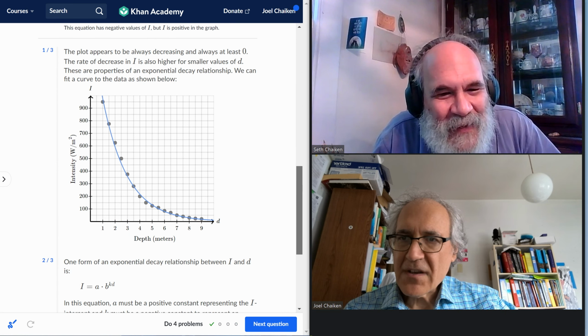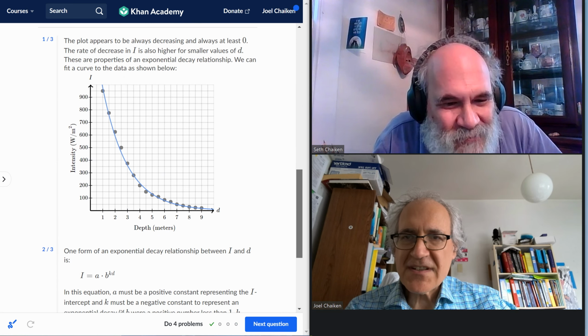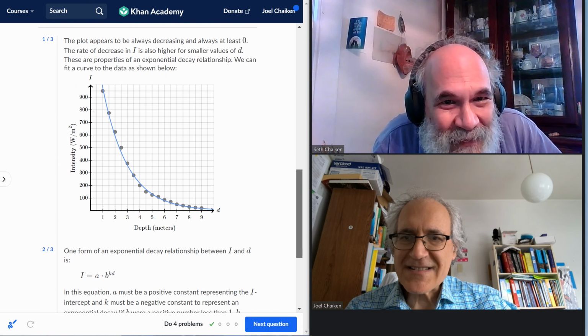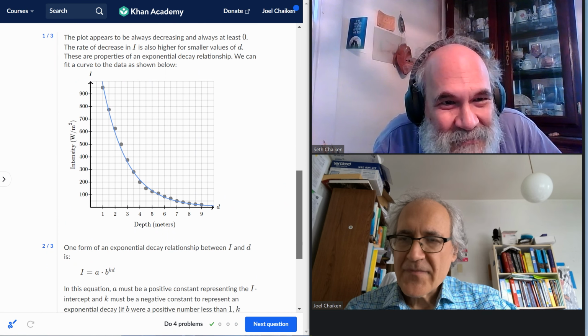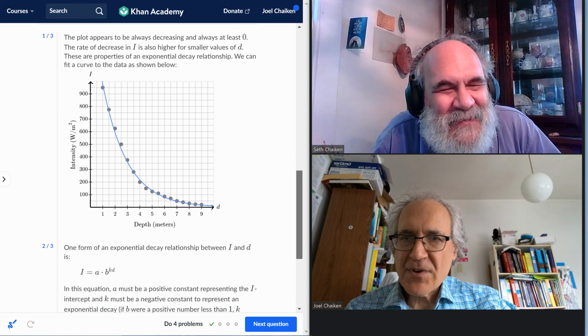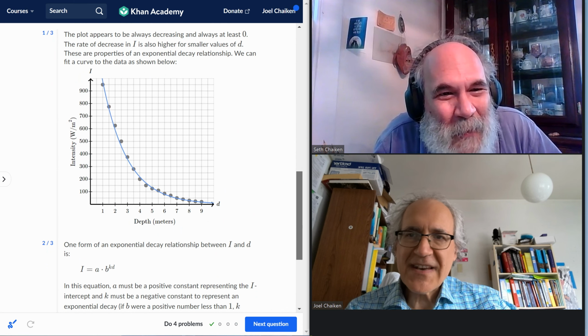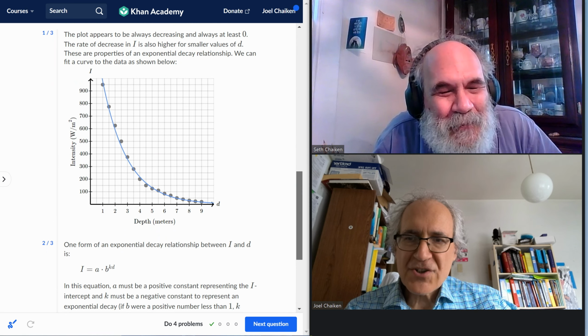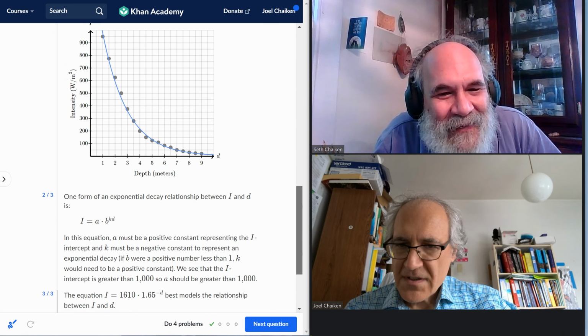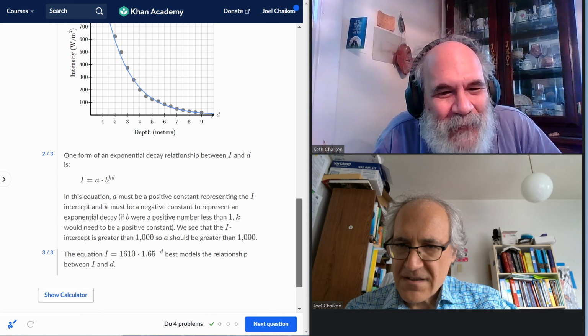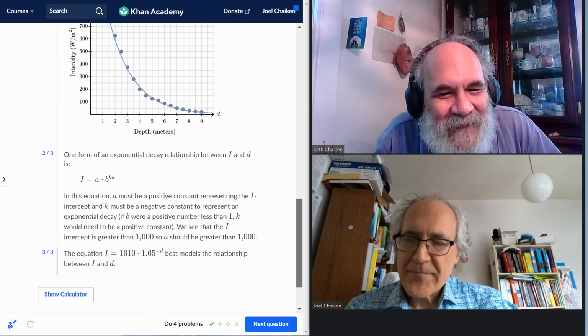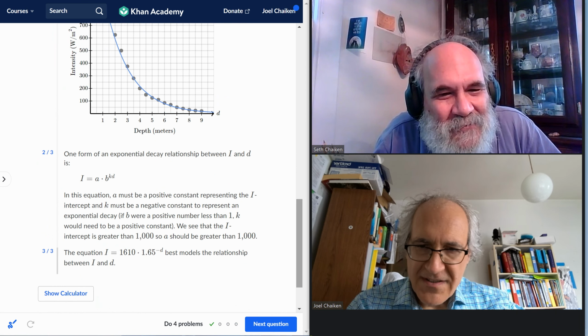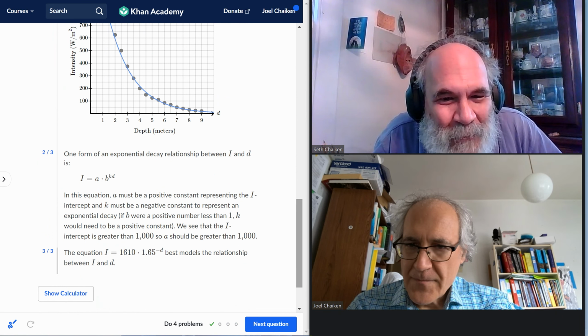There's the graph. The plot appears to be always decreasing and always at least 0. The rate of decrease is also higher for smaller values of d. These are properties of an exponential decay. We can fit a curve to the data as shown below. There's the data. That's what Seth sort of implied. He actually wrote something similar to that, step 2.